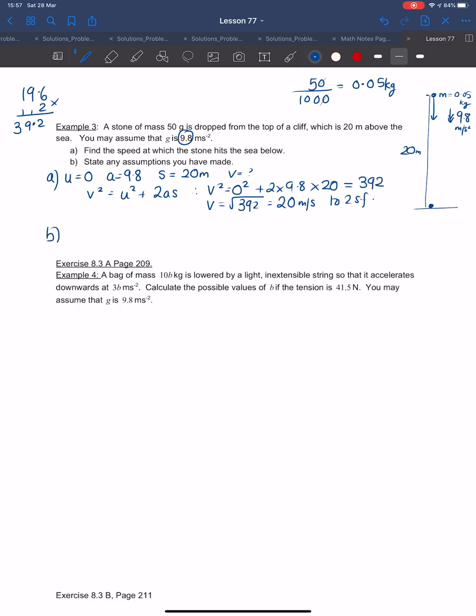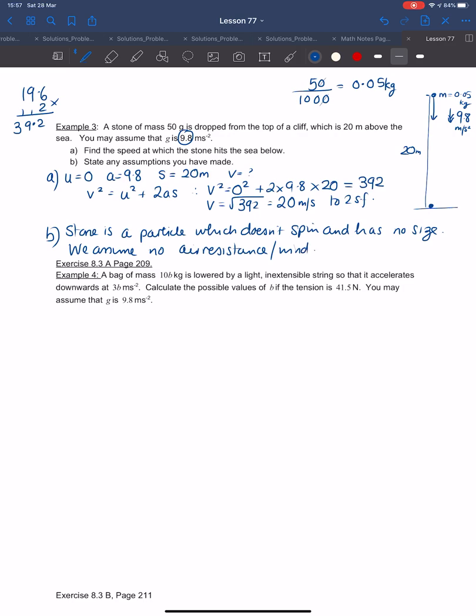State any assumptions you have made. We've assumed that this stone is a particle, which doesn't spin and has no size. We've also assumed, about the weather conditions, that there's no air resistance or any other sort of weather conditions like wind. Okay, there's an exercise to do on these.